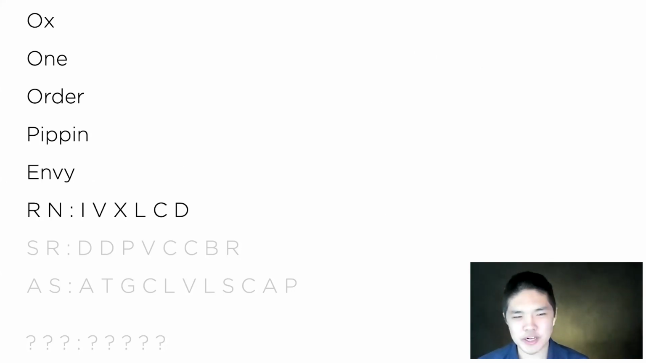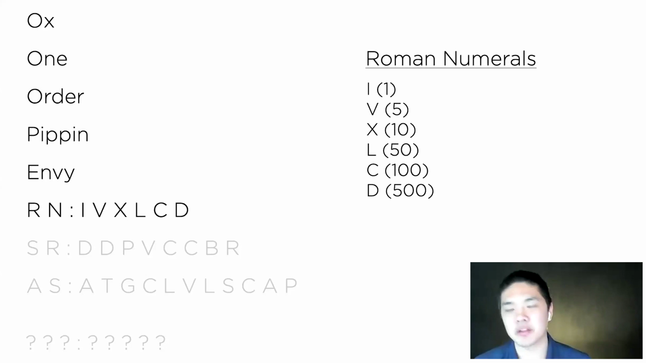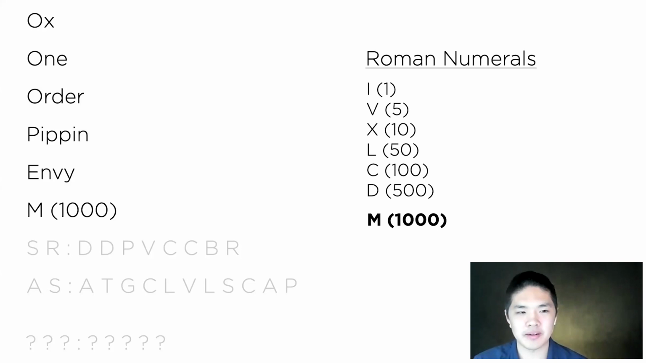RN, which I take it many people found to be maybe one of the easier ones to puzzle through, has I, V, X, L, C, and D, which might strike you as familiar as Roman numerals. I standing for 1, V standing for 5, X for 10, and so forth. And the missing Roman numeral, the one we didn't give you, was the letter M, which stands for the number 1000. So M, 1000, that was the missing element from that set.